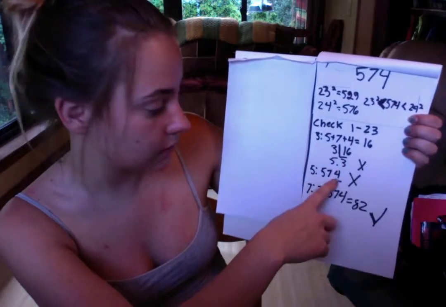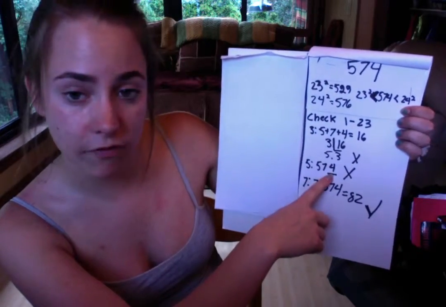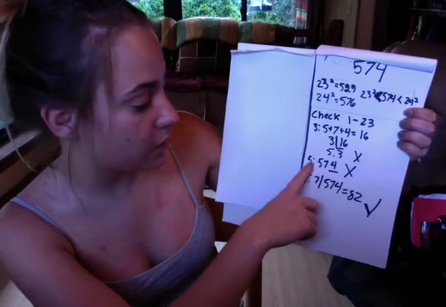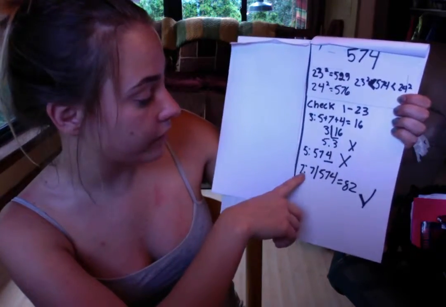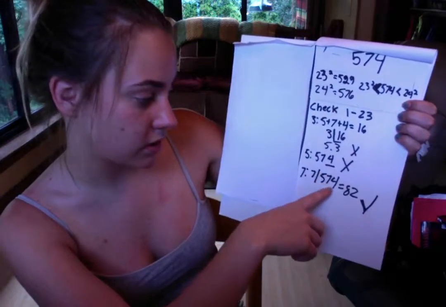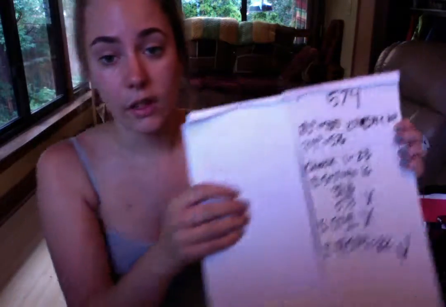Next, I checked for 5. I looked in the last place. Seeing that in the ones place is a 4, this is not divisible by 5, so this does not work with our theorem. Lastly, I did 7. 7 divided by 574, it gives us 82. This works with our theorem. Now you know about prime and composite numbers, testing for divisibility, as well as some other important theorems.